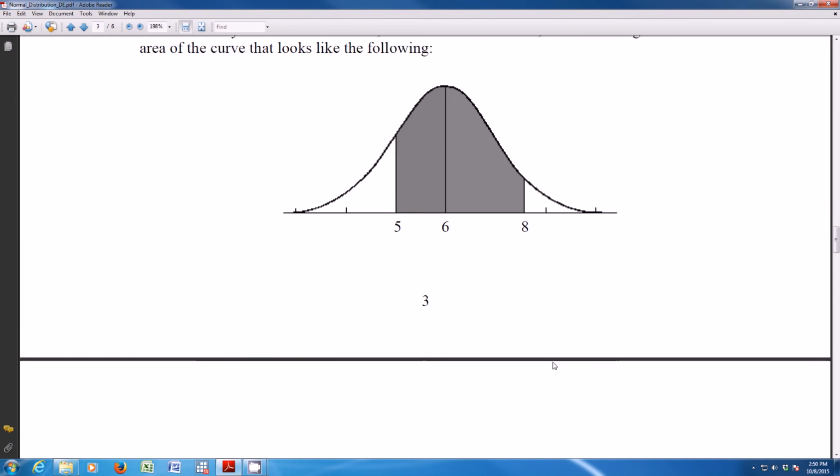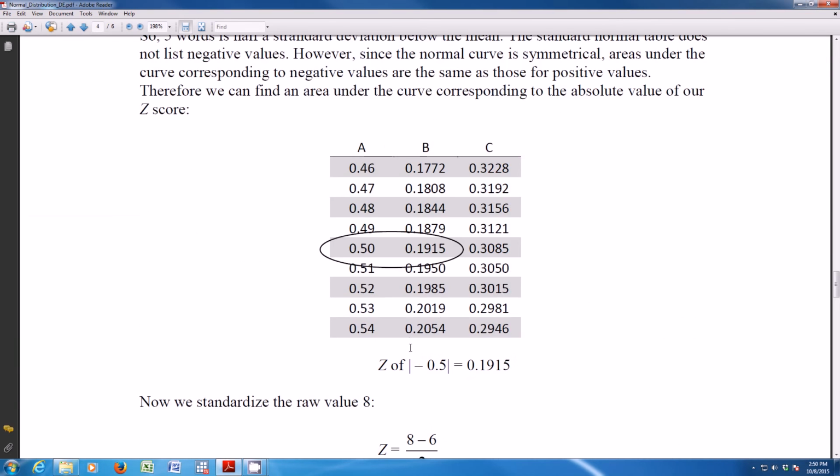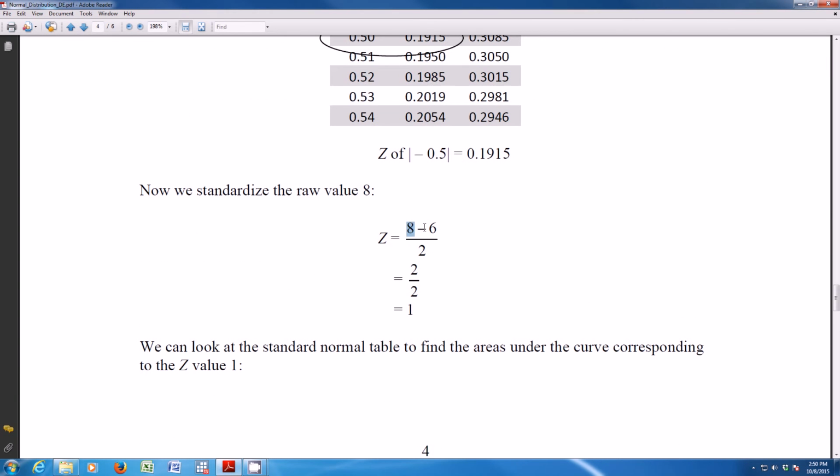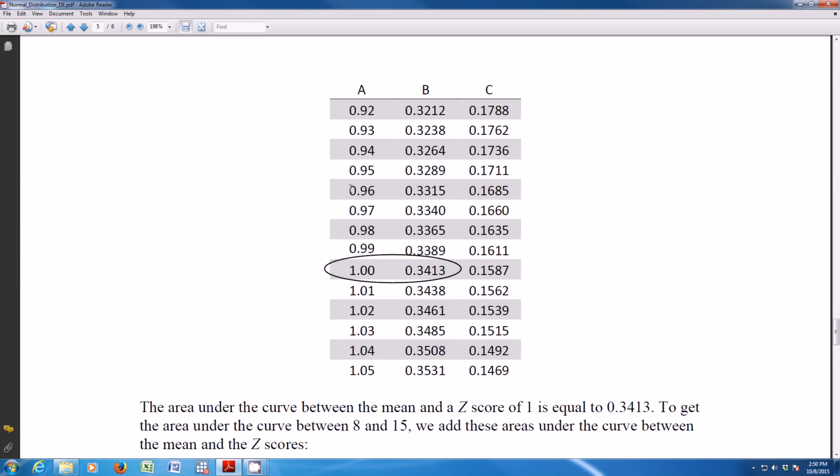Okay, but we're only halfway done. So far we've only found half the area that we want. Now we have to find this area. And again, we just have to take 8, turn it into a z-score, and find the area between the mean and the z-score for 8. So we take 8, subtract the mean, divide by the standard deviation. That gives us a z-score of 1. We look that value up in the standard normal table in column A, and we find the corresponding area in column B, which is the area between the mean and the z-score. And as we've seen before, it's equal to 0.3413.